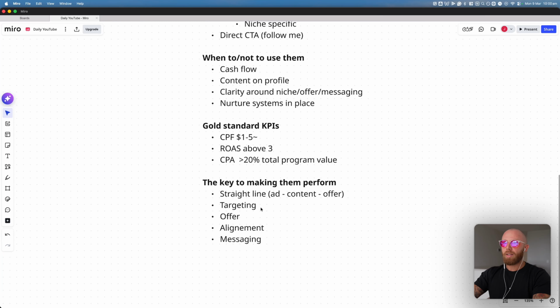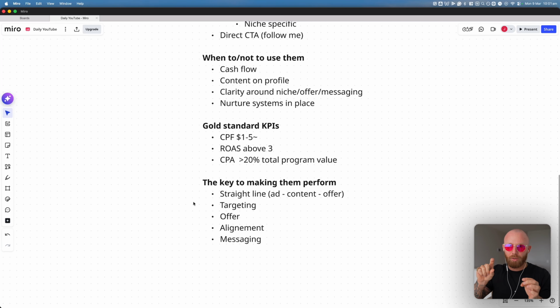In terms of the keys to making them perform, first thing is making sure that you've got your straight line dialed in. Now, what I mean by this is you must have messaging congruence from ad to content to your offer. So an example of a non-straight line would be you have an ad running that's for women's 40 plus weight loss. That ad is running, it's getting attention, people are clicking it, but then they come to your profile and a lot of your content seems to be aimed towards women in their 20s. So it's not completely off, but it's still not super aligned and it's not making sense.